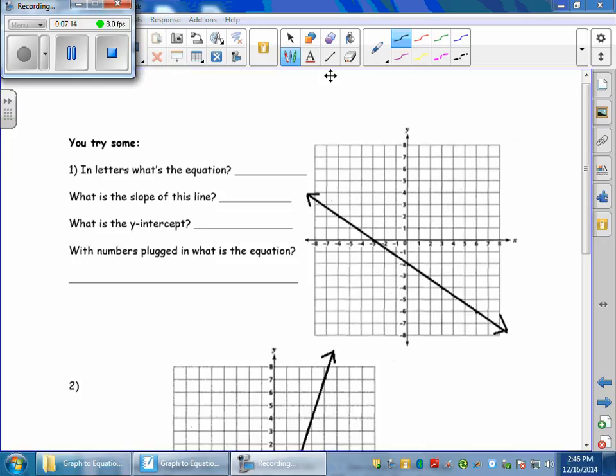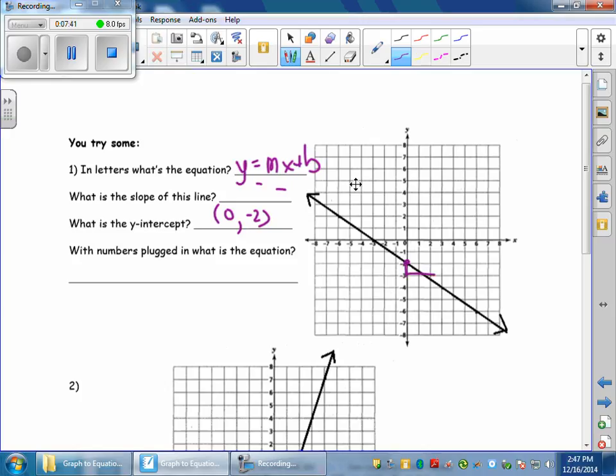All right. So hopefully you guys had a chance to try these. Let's go through each one individually. Number 1 in letters, what's the equation? Obviously, it's y is equal to mx plus b. The y-intercept of this line, I like to find that one first, remember, is 0, comma, negative 2. And it looks like it's going down, so I'm going to write a negative fraction. Looks like I'm going down 1 and over 2.